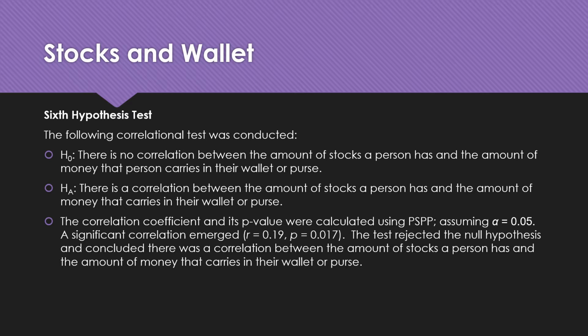After the test was conducted, a significant correlation emerged. The null hypothesis was rejected because the correlation coefficient was 0.19. Even though this is a weak positive linear correlation, it does show that as someone's stock investments increase, so does the amount of money they carry in their wallet or purse.